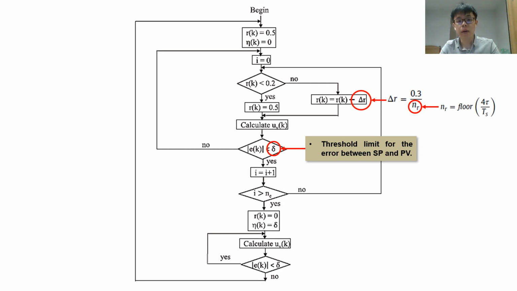If the absolute error EK is less than the specific limit, the process will be counted, and after a certain count, which is more than NE, the pulse will be stopped.